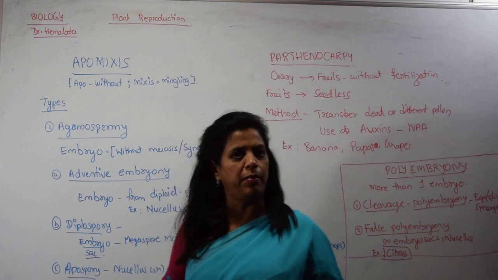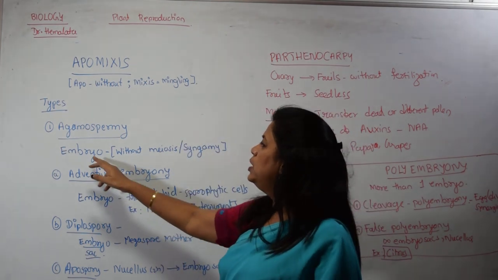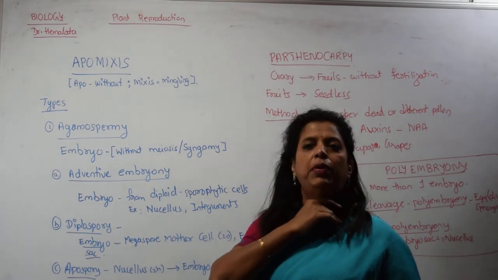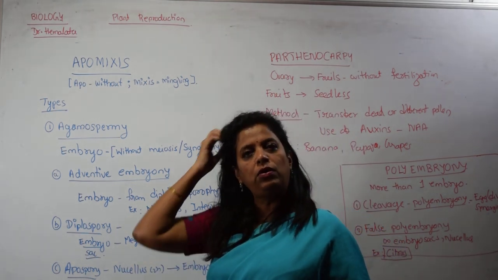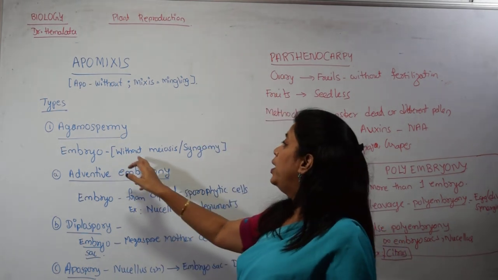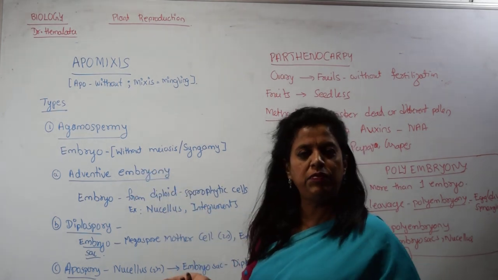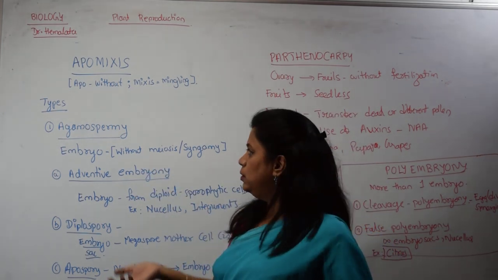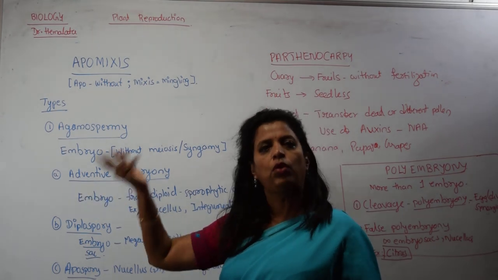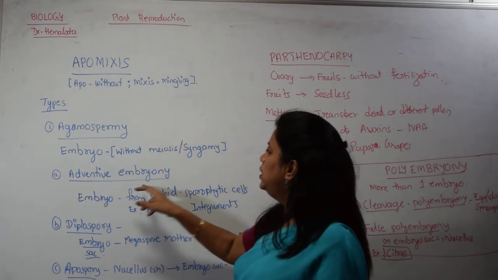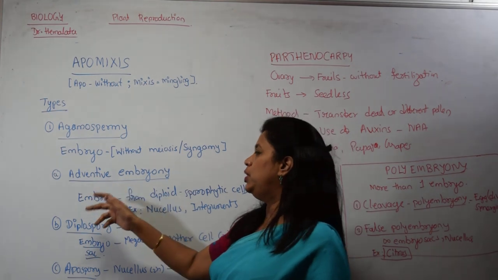Syngamy is the fusion of gametes. Both are not happening. That's why it is called agamospermy. Agamospermy is without the formation of any meiosis, no reductional division, no meiosis happens. They are all diploid groups, right? Next is adventitious embryony, adventive embryony.